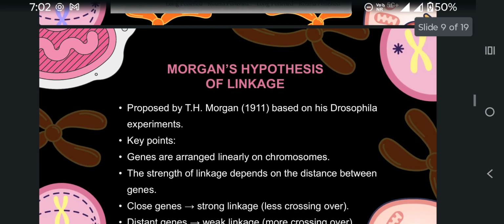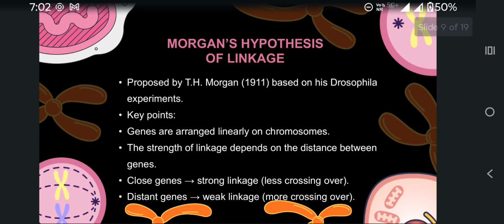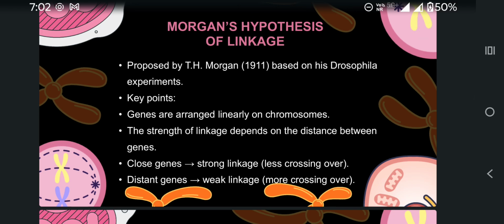Morgan's hypothesis of linkage was proposed by Morgan, and he studied this in Drosophila. The main key points are: genes are arranged linearly on the chromosomes. The strength of linkage depends on the distance between genes.